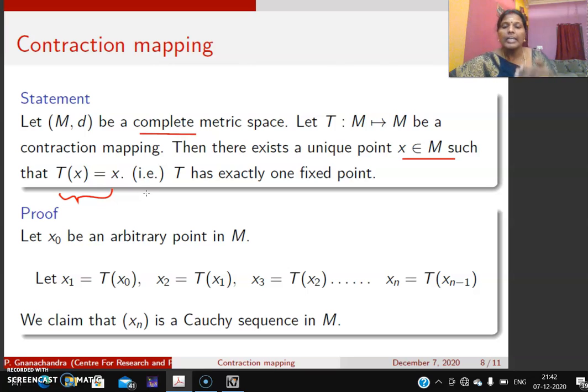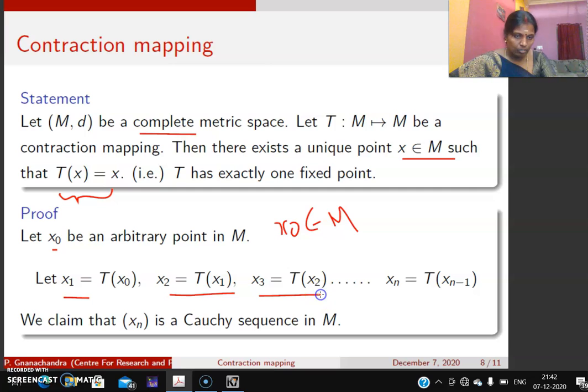So I have assumed M is a complete metric space and T is a contraction. Then with these conditions, there exists a unique element x in M such that T(x) equals x. To prove this, we take x0 as an arbitrary element in M and assume x1 equals T(x0), x2 equals T(x1), x3 equals T(x2), and iteratively xn equals T(x_{n-1}). Our aim is to prove xn is a Cauchy sequence. I have constructed the sequence xn and I'm going to prove it is a Cauchy sequence.